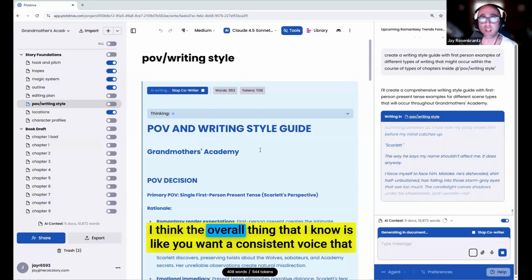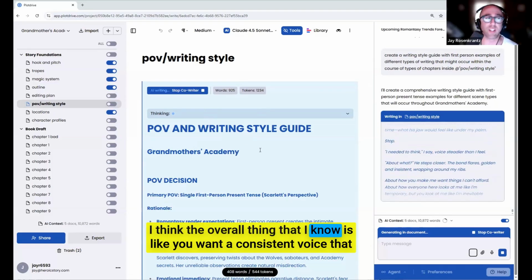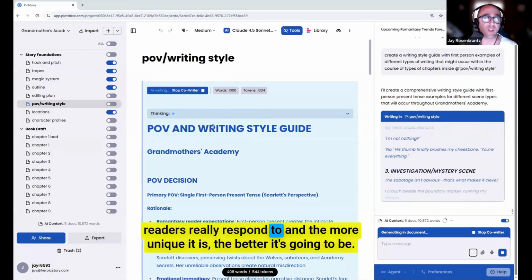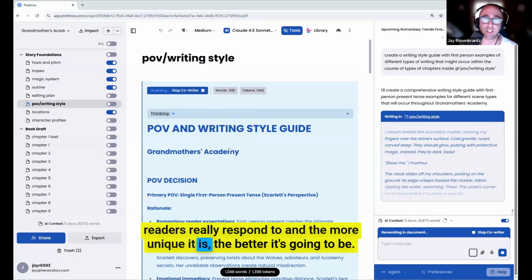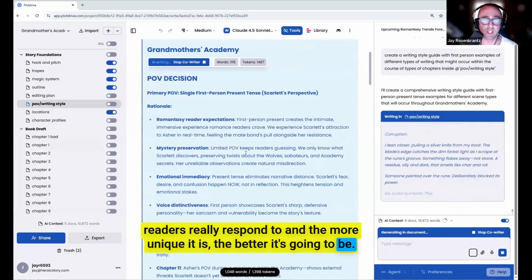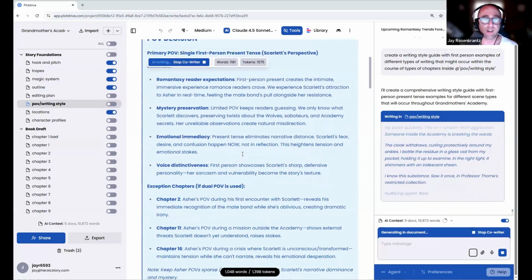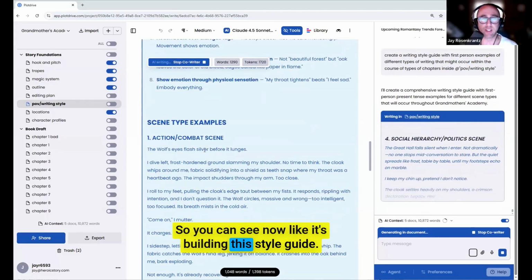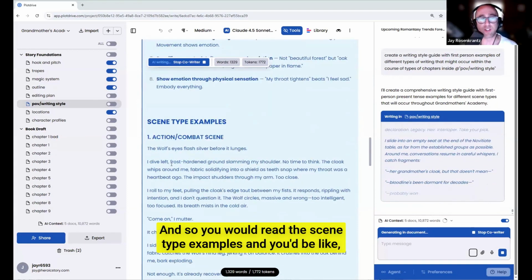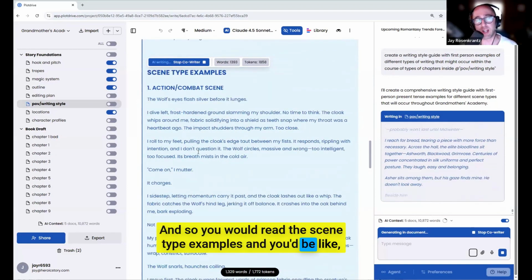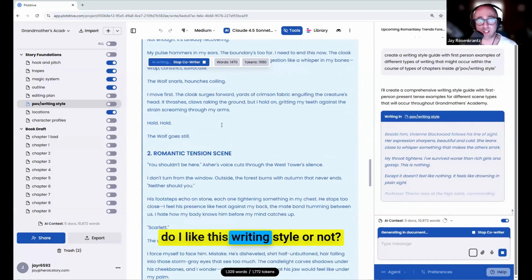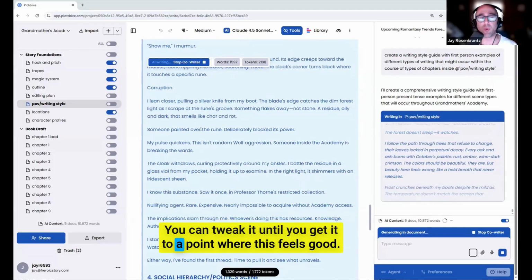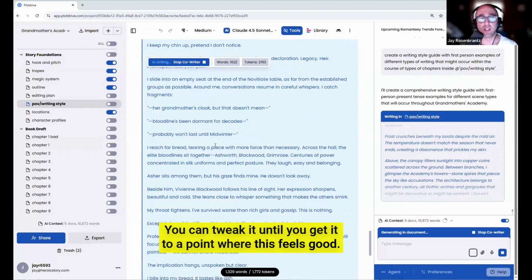I think the overall thing that I know is you want a consistent voice that readers really respond to, and the more unique it is, the better it's going to be. So you can see now it's building this style guide. And so you would read the scene type examples and you'd be like, do I like this writing style or not? You can tweak it until you get it to a point where this feels good.